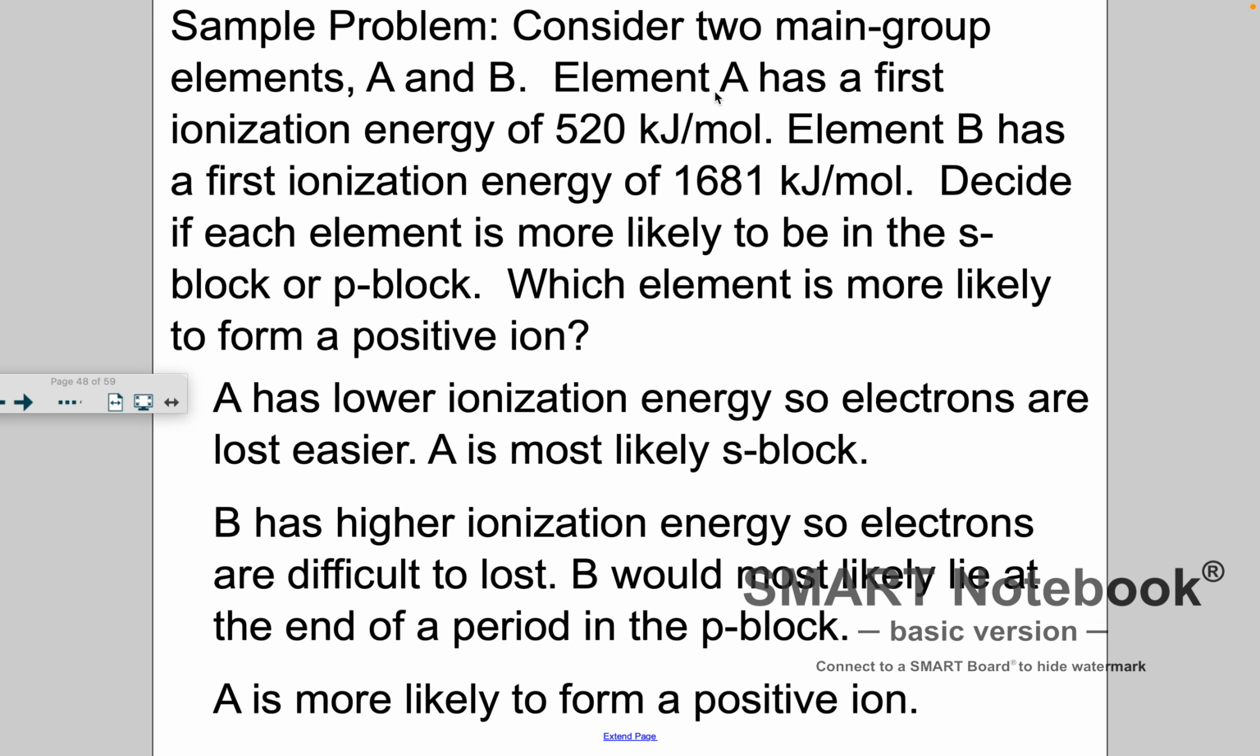So, what I'm trying to get at is element A, because it has a lower ionization energy, it's probably going to be in the S block, okay, because the S block only loses 1 to 2 electrons, where element B has a higher energy level, so it's going to be in the P block, okay, so electrons are more difficult to lose. A is more likely to form a positive ion, and that is because of the lower ionization energy, and also if you think about S block elements, whenever lithium loses an electron, it becomes positive. Sodium, also positive.